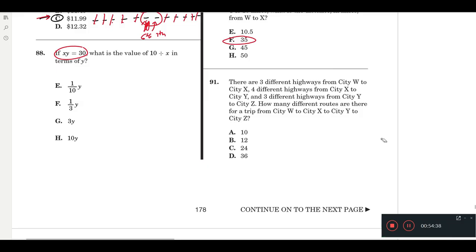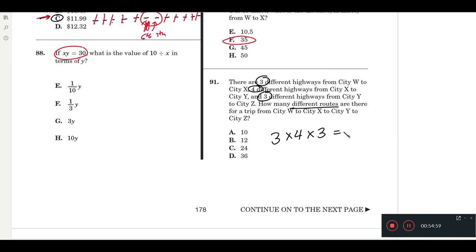All right, 91 is pretty simple. It's just the combinations. They said there are 3 different highways from W to X, 4 different highways from X to Y, and 3 from Y to Z. How many different routes can we do? We just multiply the options we have. We have 3 options first, then 4, and then 3.